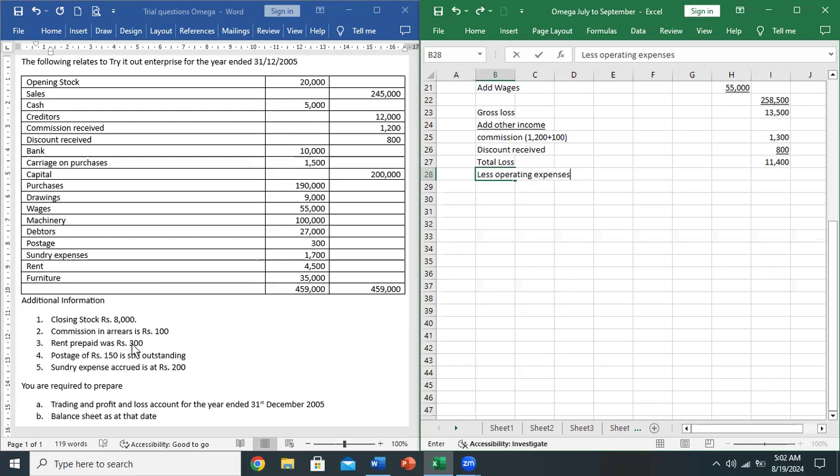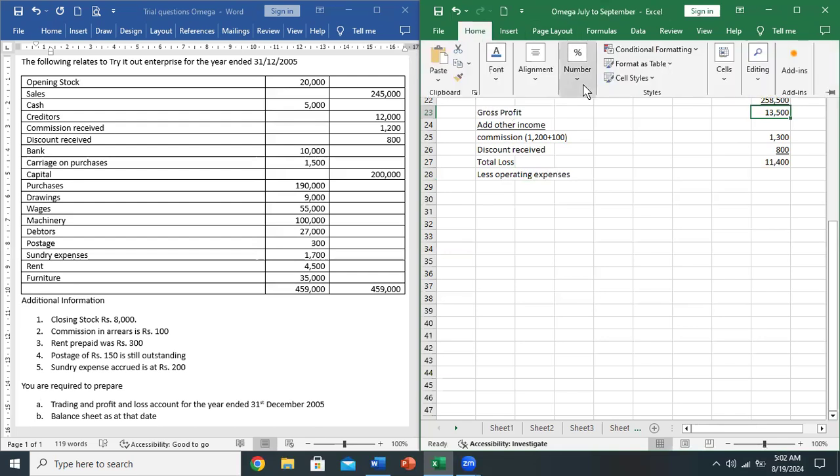Sir, please, I'm confused how you got the total loss. Okay, so maybe I should make it this way. This figure is negative, right? Let me change. So profit, and let me put it in a bracket. Since it's negative in accounting, you use the parenthesis, right?